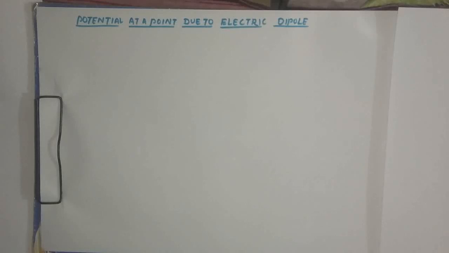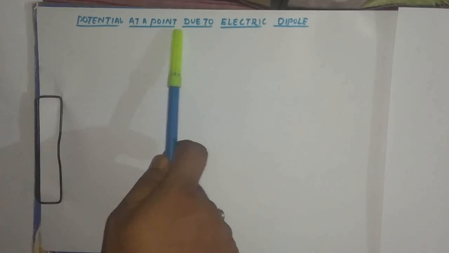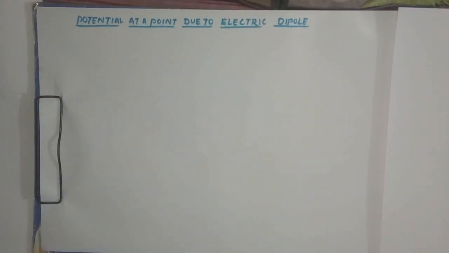Welcome students. Today we will cover potential at a point due to an electric dipole. Means at any point. It may be axial, it may be equatorial. Like the previous chapter, you can find out along axial and equatorial. Now I will tell you how to find it for any point. Let us check.